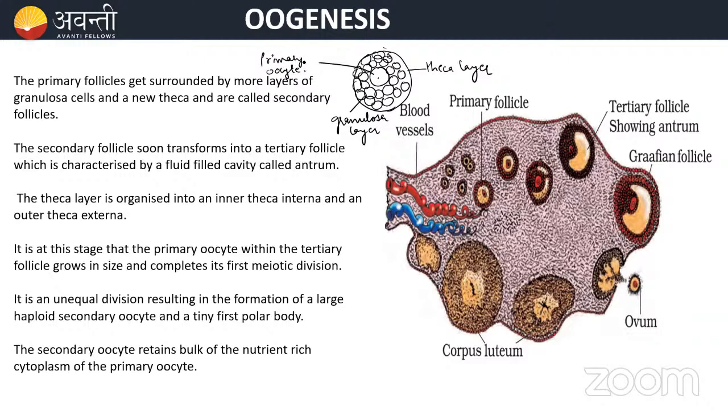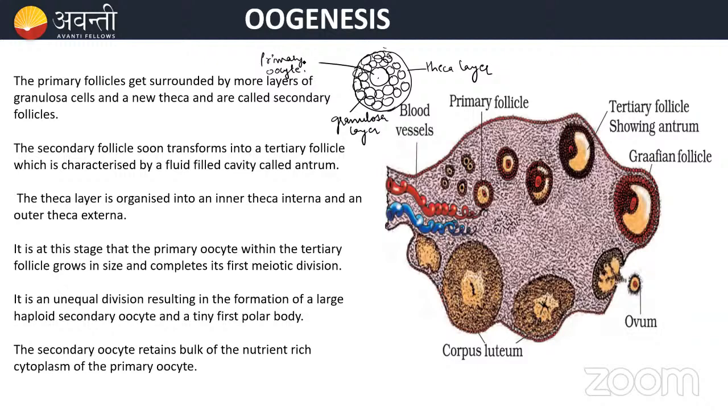So the secondary follicle consists of many layers of the granulosa cell. It consists of theca cells and the primary oocyte. Remember this, that in the secondary follicle, it still consists of the primary oocyte. That means the first meiotic division is not completed. That means the primary oocyte is still arrested in the diplotene stage of prophase 1 of meiosis 1.